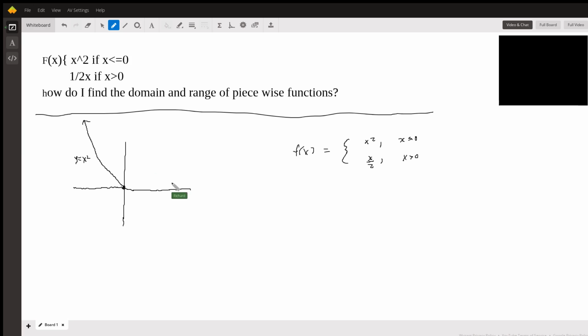And on the right-hand side, we have a line with a slope of 1/2 and a y-intercept of 0, 0. So it's going through the origin, so it also goes through the origin, and it's going up like this. Y equals x over 2.